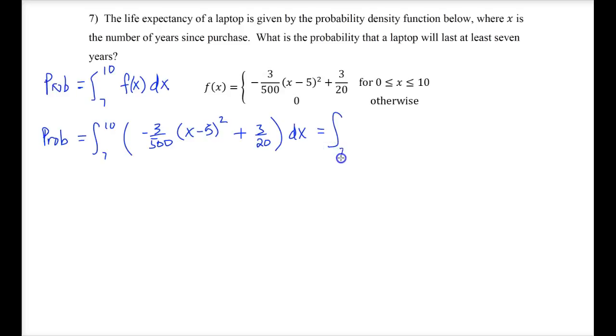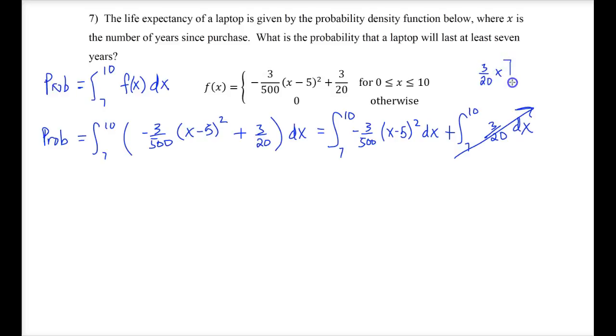And so what we can do here is split this up into two separate integrals. And that will be dx for the first one, and then plus we do the same thing for 3/20 dx. Now, the second integral is relatively easy, and that's because the integral or antiderivative of any constant is just that constant times x. So for the second one here, to figure that out is pretty easy. It's just going to be 3/20 times x, and we evaluate that from 7 to 10.